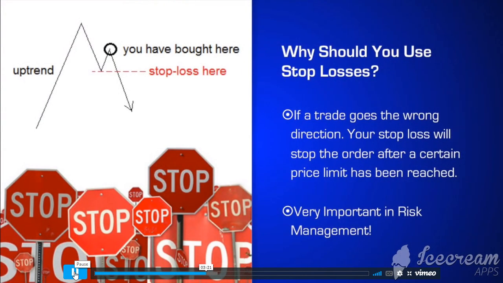So I kind of already talked about this already. Why should you use a stop loss? If a trade goes the wrong direction, your stop loss will stop the order after a certain price limit has been reached. It is very important in risk management. With no stop loss, you have no risk management. All right? Your stop loss will take you out in the event that you fall asleep on a trade.